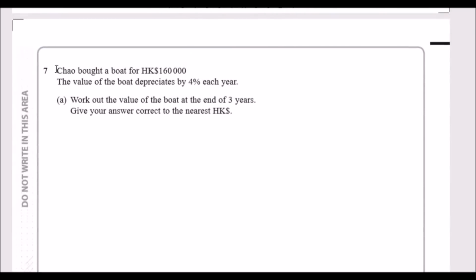So it says here that Chang bought a boat for 160,000 Hong Kong dollars. That's quite an okay price. The value of the boat depreciates by 4% each year. Okay, keyword: depreciate means decreasing. And to do this, there's a very nice, beautiful formula to learn. It's always the original value times some multiplier, so 1 plus or minus a rate, equals the new value. And because you're dealing with years, and it says work out the value of the boat at the end of 3 years, we just take a power through here, which is the number of years or times.